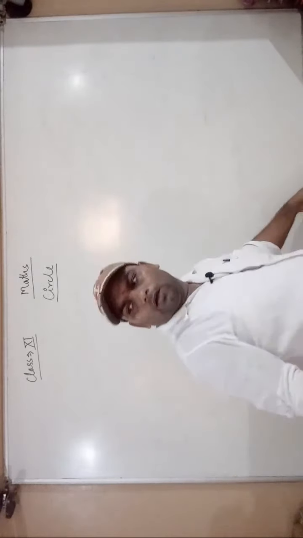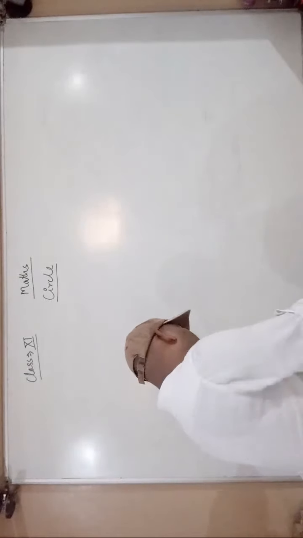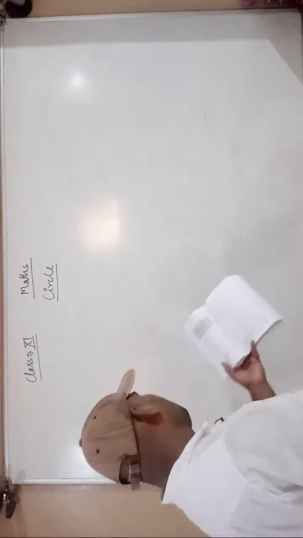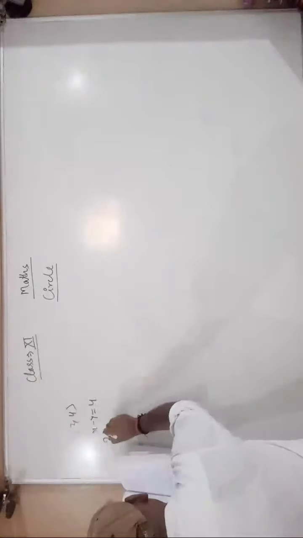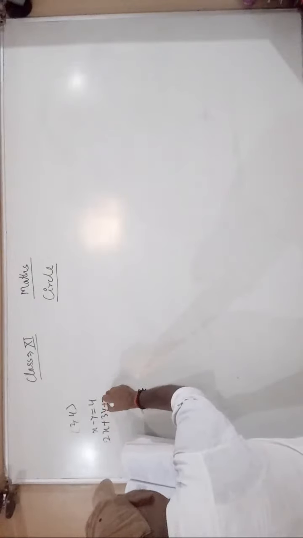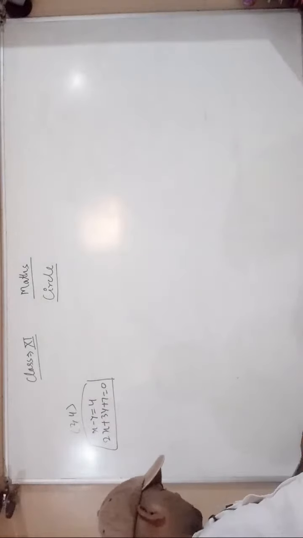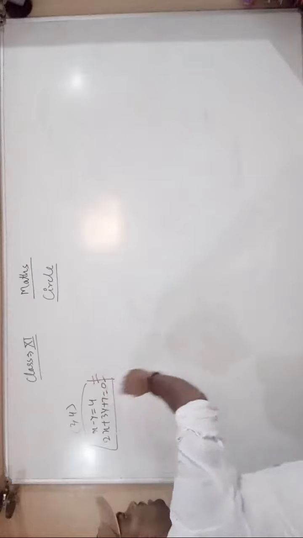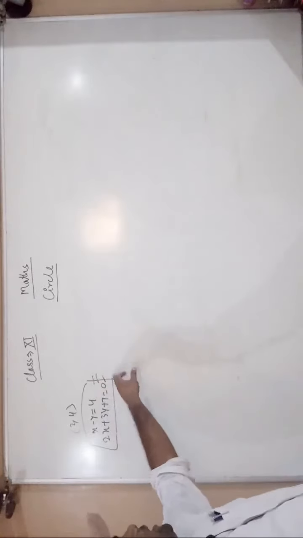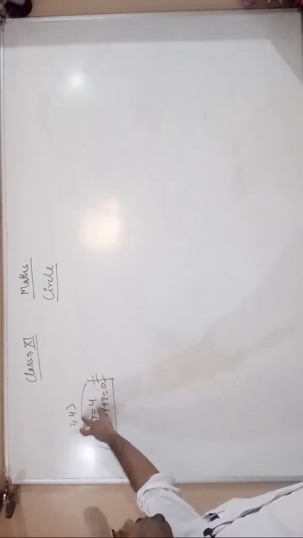Let us see an example. Suppose one question is given: find the equation of a circle passing through the point (2, 4) and whose center lies on the lines x minus y equal to 4 and 2x plus 3y plus 7 is equal to 0. Now something different is there. The center lies on the intersection of these two lines. So if we solve these two lines, we will get its center, and it is given that the circle is passing through this point.